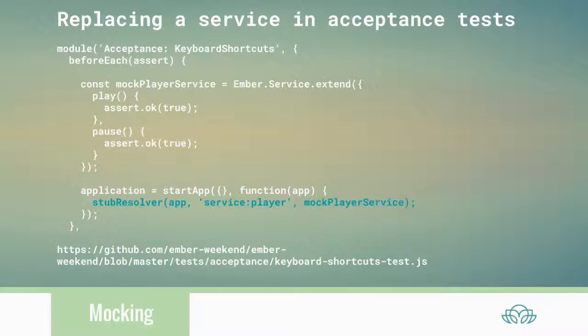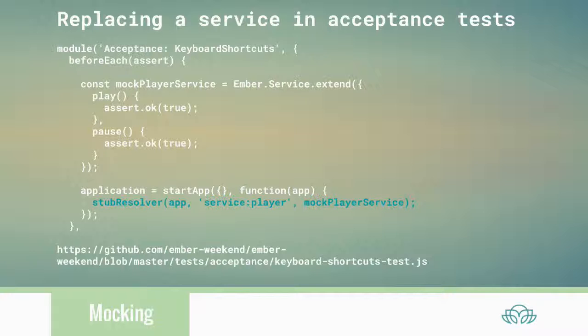Great. So, replacing a service in an acceptance test. This is something I've done a number of times, but unfortunately not recently. I found this in the Ember Weekend app, which is a great place to look for examples of acceptance tests. It's calling something called Stub Resolver, which comes out of its own app, and you'd have to look at what that does. It does some things that are private. It uses the container, so I imagine that might be changing soon.